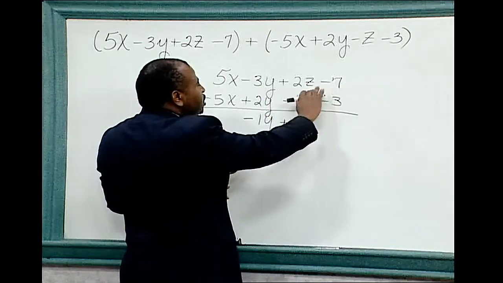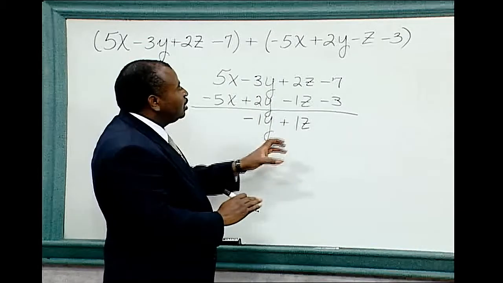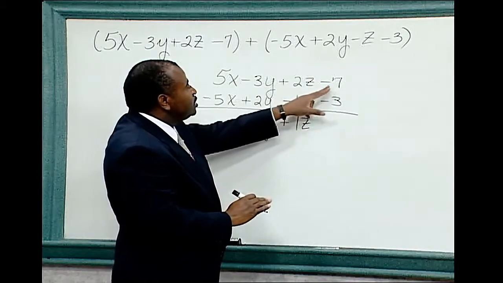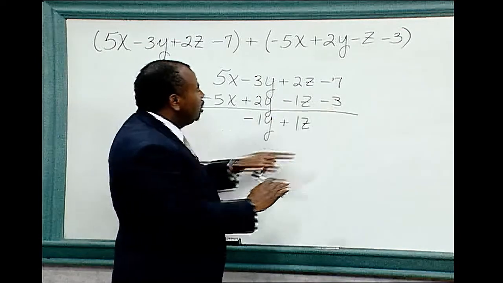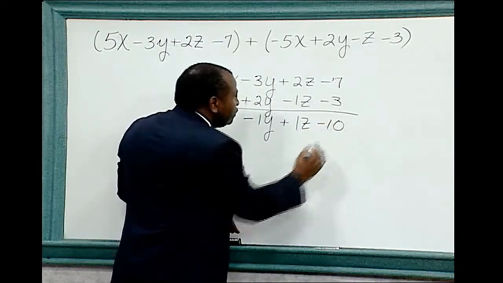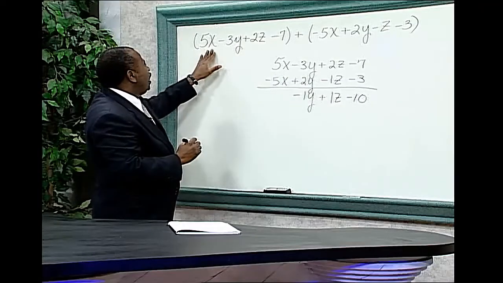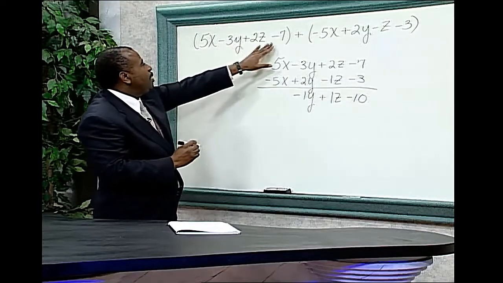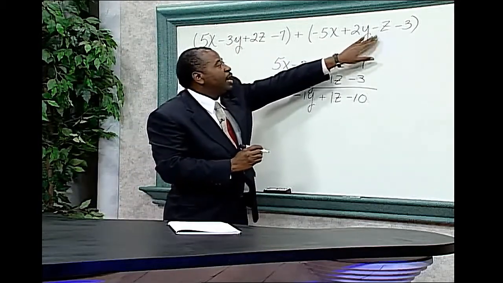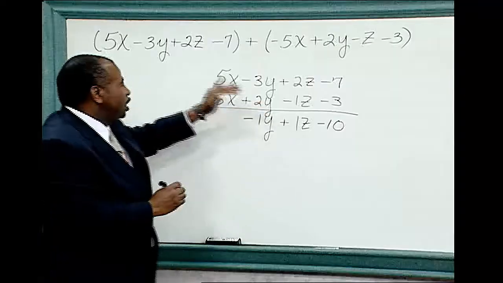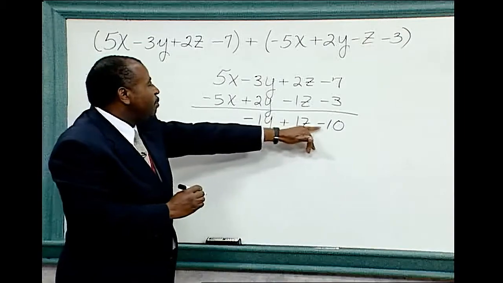A negative 7 plus a negative 3. In addition, when the signs are alike, you add. Therefore, a negative 7 plus a negative 3 would equal a negative 10. Therefore, the answer for this particular problem, 5x minus 3y plus 2z minus 7 plus a negative 5x plus 2y minus z minus 3 is equal to a negative 1y plus 1z minus 10.